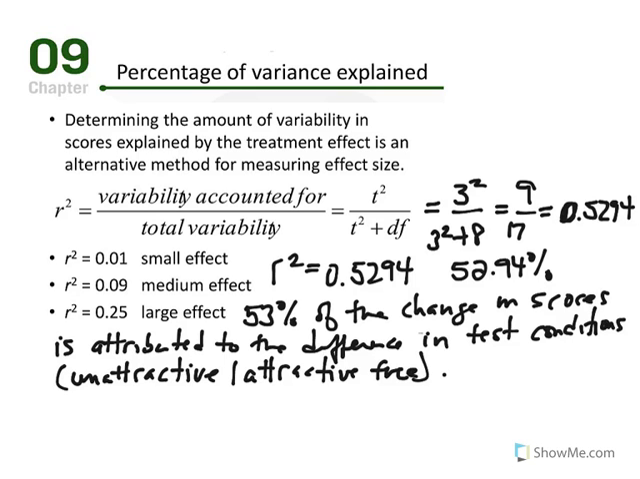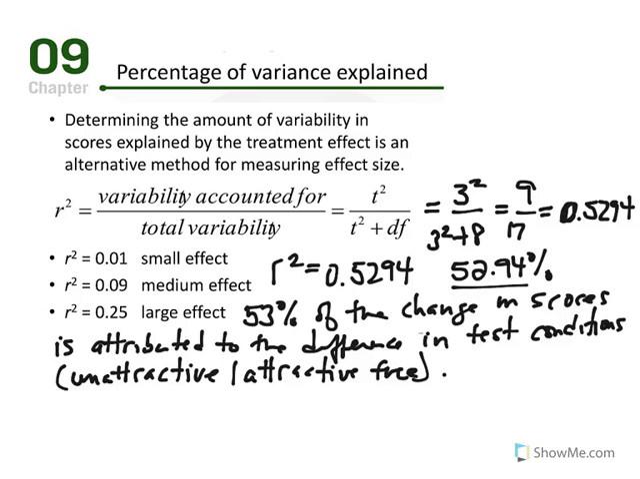So again, we would express this, and again, this is an approximation. The value we calculated given our equation was actually 52.94%. We're going to express it as an approximate amount, 53% of the change in scores, 53% of the change in time spent looking at one face versus the other was due to the fact that there were different faces to look at. I hope that makes sense.